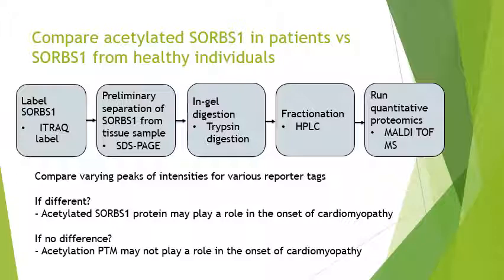Since we are hypothesizing that the iTRAQ label is tagged to the acetylated SOX1 protein, we check if there is a difference between the intensities, which correspond to the protein abundance in the samples. If your acetylated SOX1 protein in your patients is significantly higher than the SOX1 of your healthy individuals, this suggests that the acetylated SOX1 protein may play a role in the onset of cardiomyopathy. However, if there is no significant difference between the intensities of the peak of the iTRAQ label in both SOX1 protein samples, this would suggest that the acetylation PTM may not play a role in the onset of cardiomyopathy. And from that, we come to the end of our presentation.